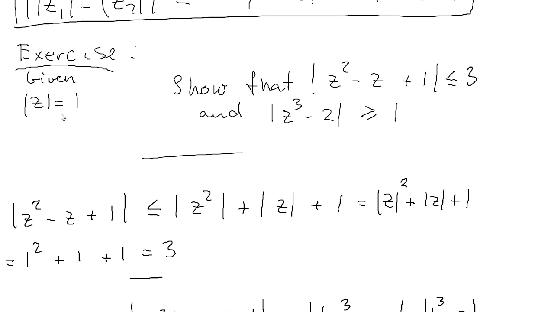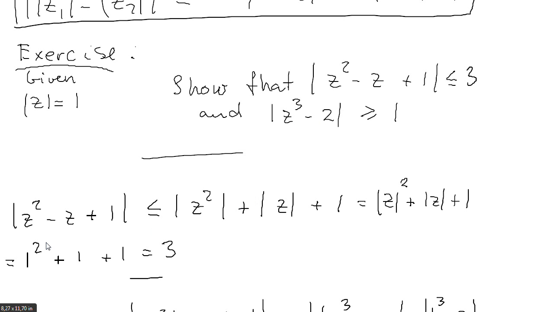Let's start with stating that the absolute value of z is equal to 1. This is just for this situation. We are on a circle with center at 0 and with radius equal to 1, and we want to show that the absolute value of this expression is always less than 3, and that the absolute value of this expression is larger than 1.